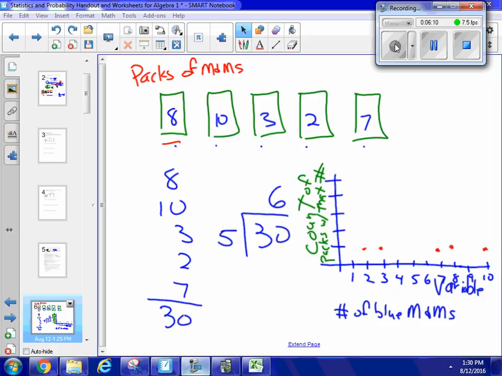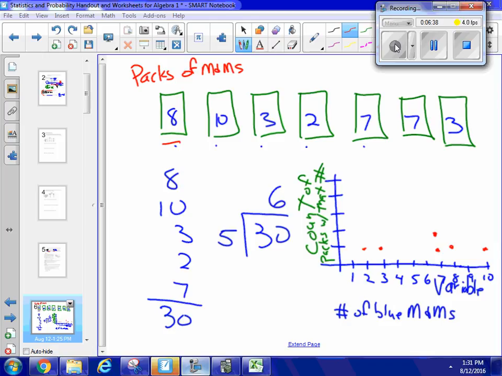And this pack also has, let's say I buy 2 packs of M&Ms. And one has 7 and another has 3. Well, if I want to add that to my dot plot, this one that has 7, now instead of being 1, it's 2 packs that have 7. And instead of the one that had 3, instead of 1 pack having 3, a second one has 3.